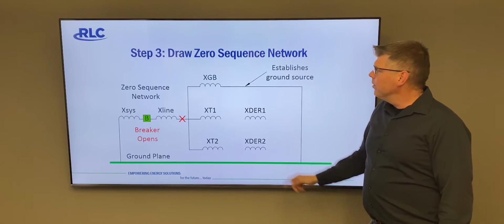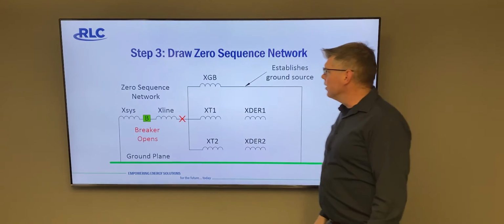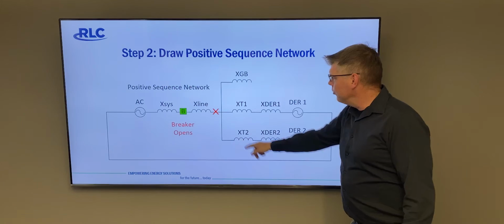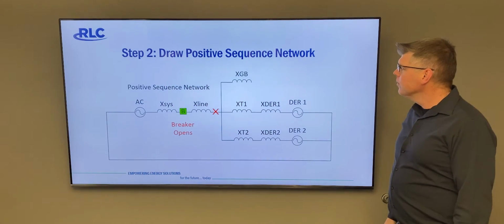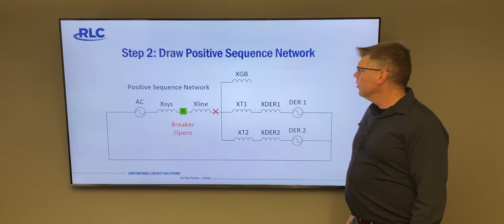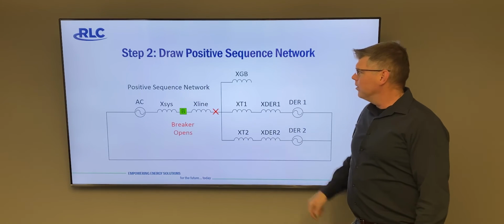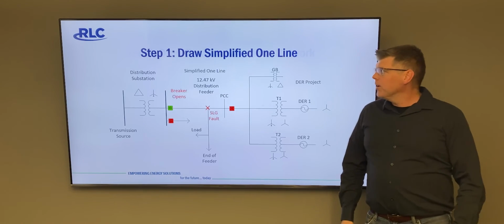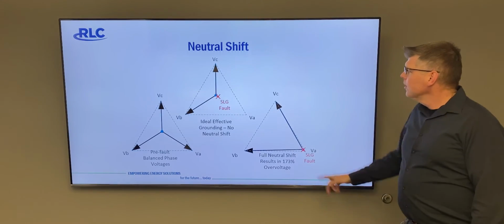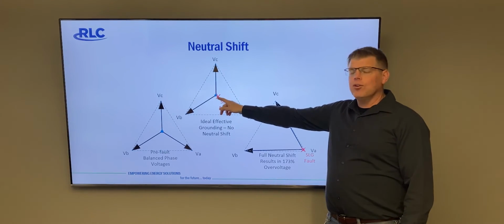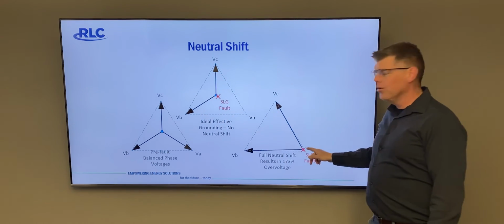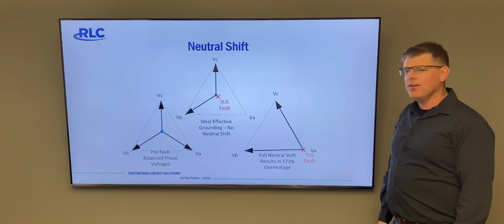So it's very important that this impedance right here is noted in the calculations, and the positive sequence of the system is noted in the calculations. Note that this impedance can be no more than 3 times the equivalent of the positive sequence impedance. When these items are maintained in these ratios, no neutral shift occurs in the system, and thus no unacceptable voltage rise occurs in your system. And that is effective grounding.